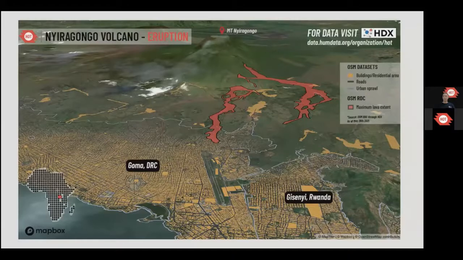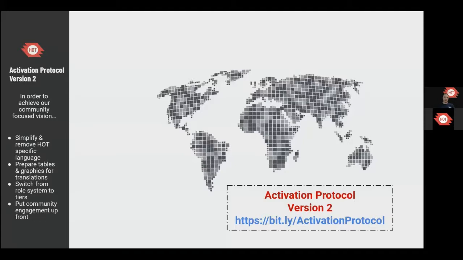So, moving into the end of my presentation component here, in order to support community-led disaster mapping, we really needed to look at the activation protocol again. Since 2014, when it was designed, and 2015 when it was launched, it really hasn't been touched or reworked, thinking about the new realities of HOT and this vision for community-led disasters.